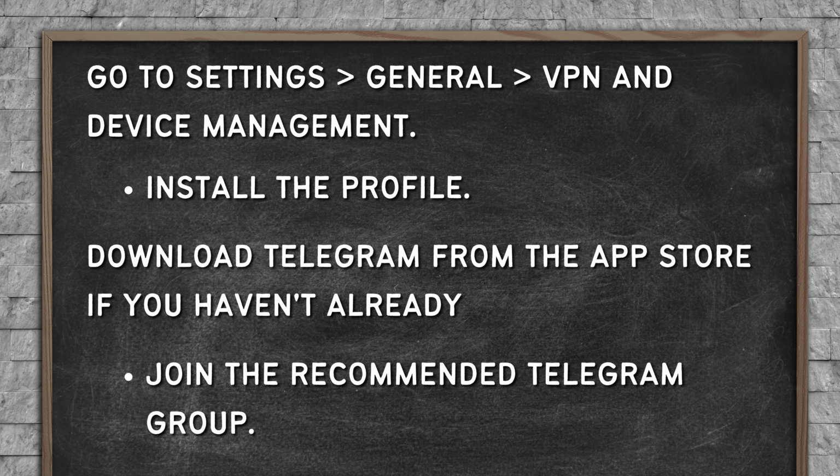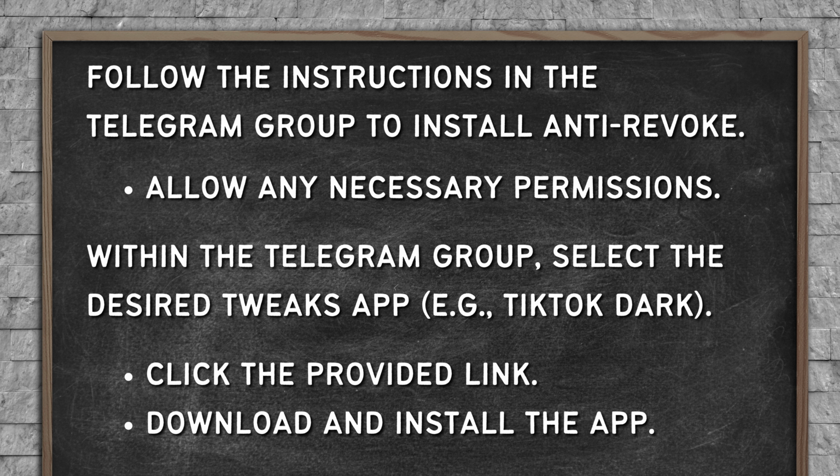Go to Settings, General, VPN and Device Management. Install the profile. Download Telegram for the App Store if you haven't already. Join the recommended Telegram group. Follow the instructions in the Telegram group to install anti-revoke.